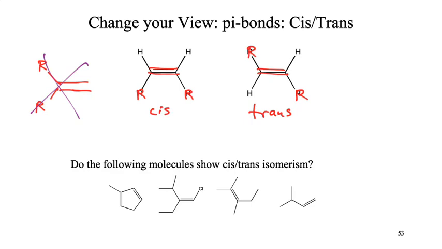Let's take a look at this last one. What do you think? Cis or trans? Like there's no R group. What does R mean? Okay? It's attached to something else. A better definition for R is it's something that is not hydrogen.